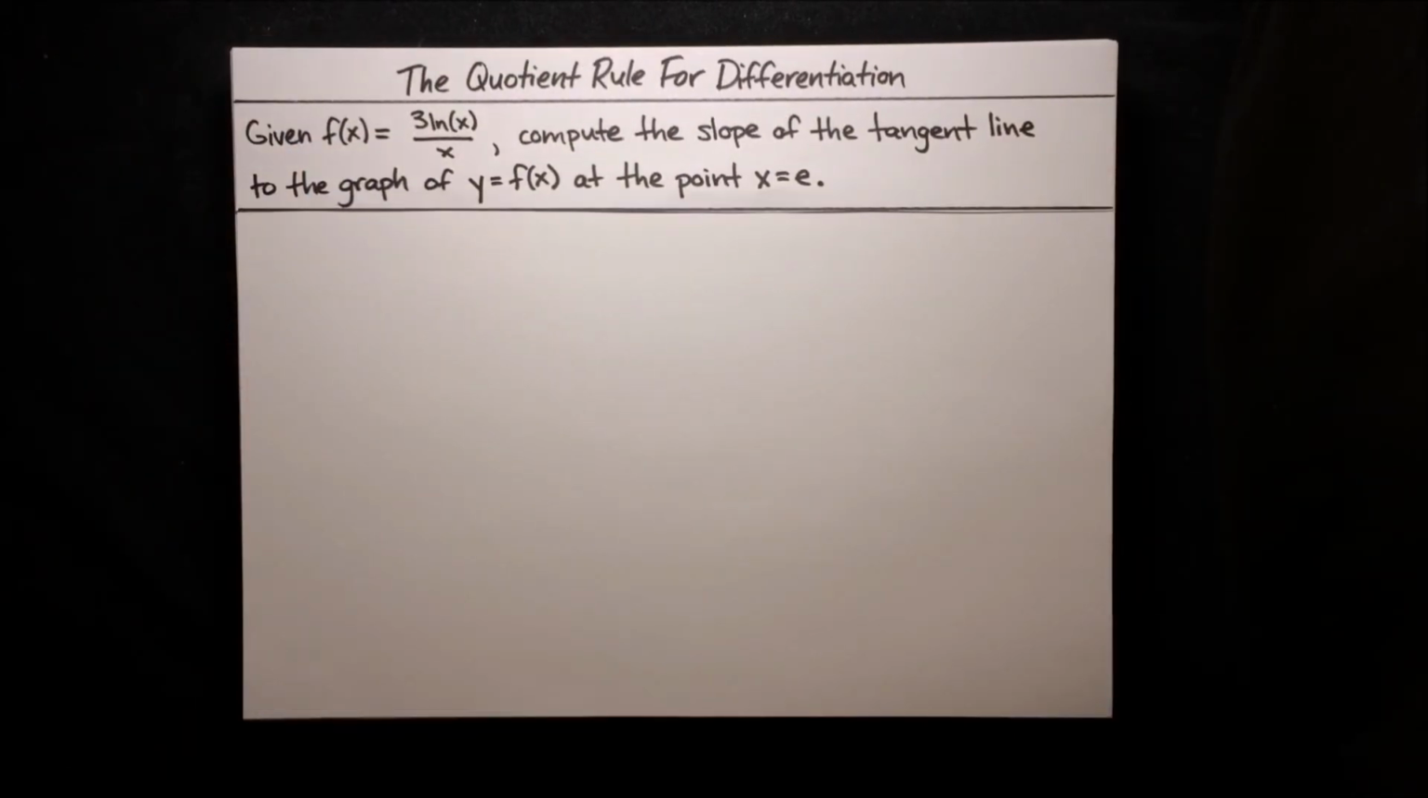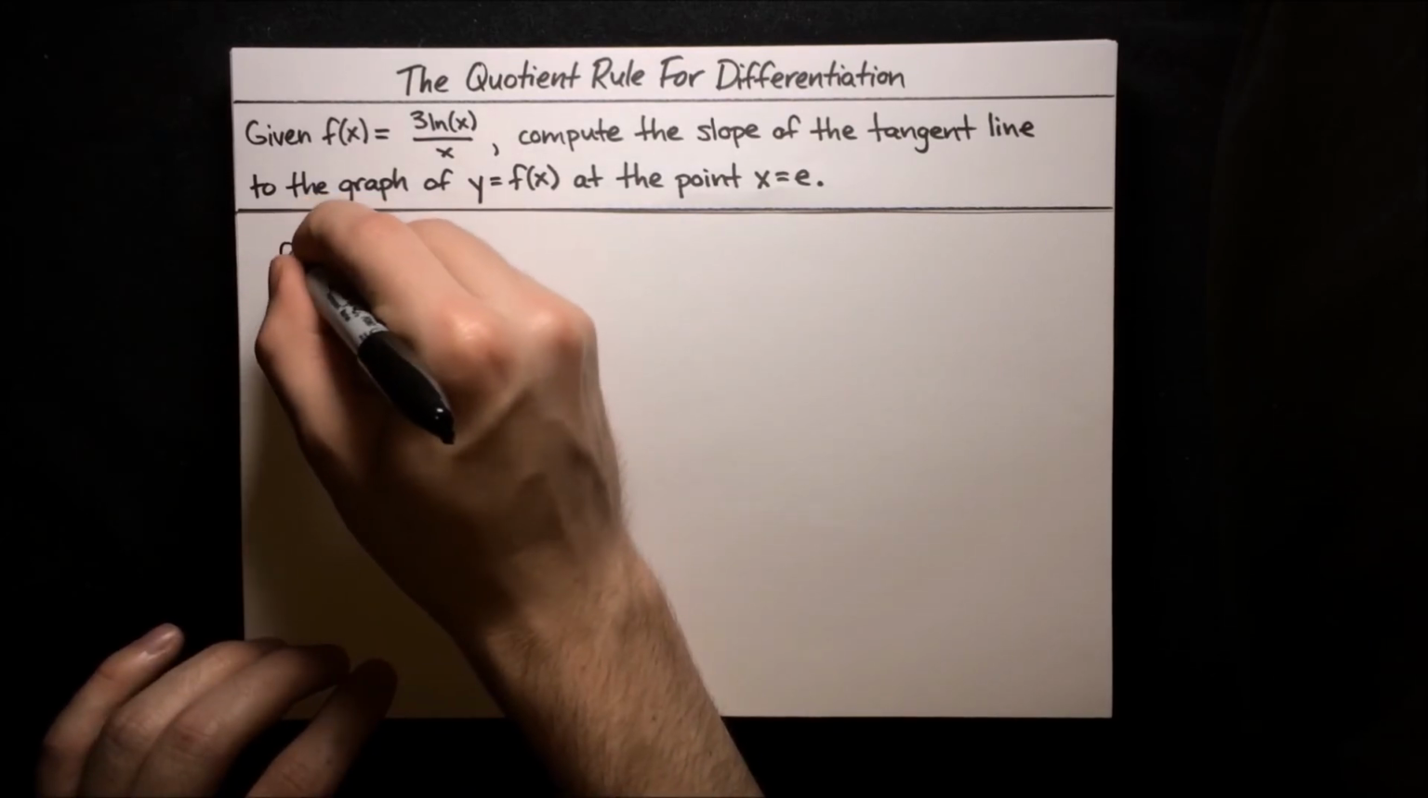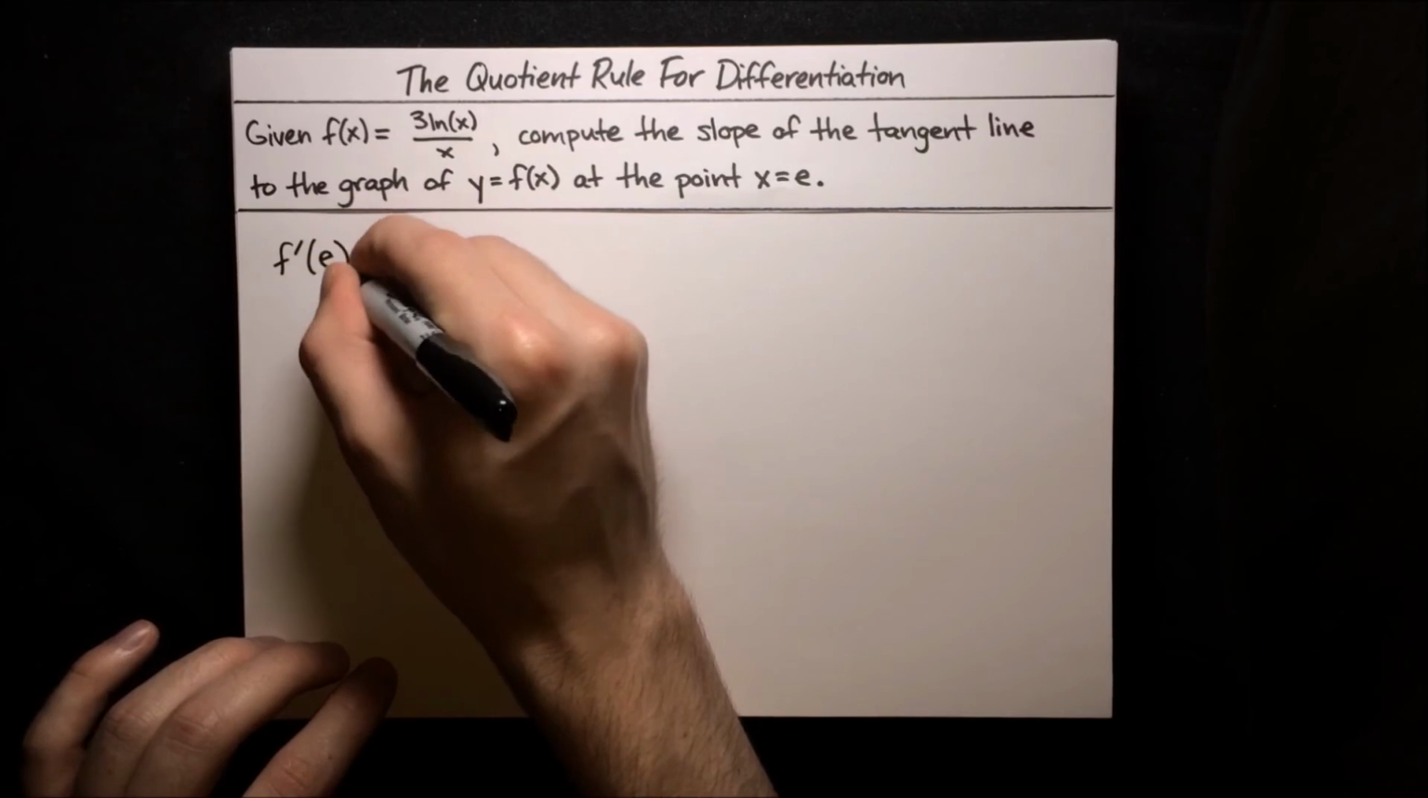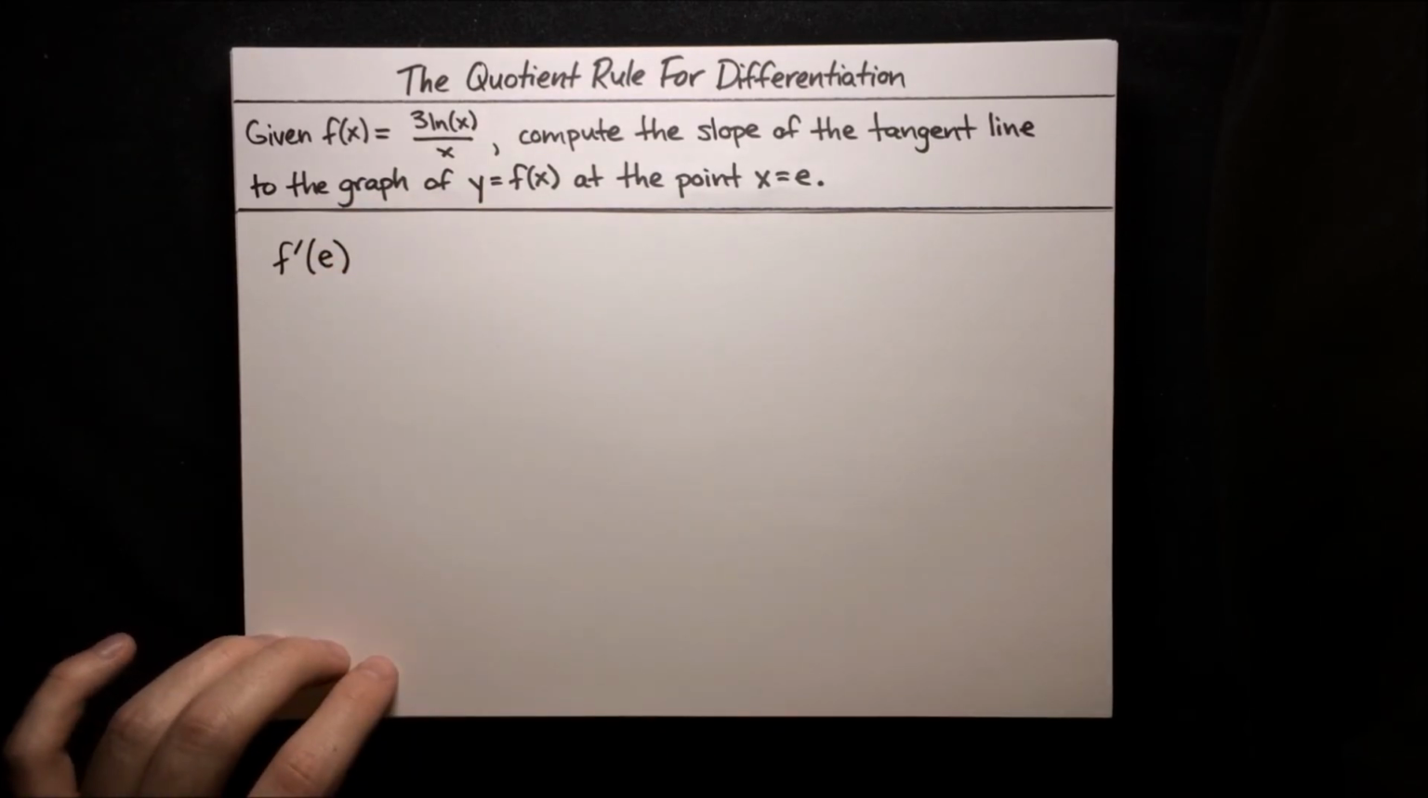Here's our next problem. We're given this function f of x equals 3 times natural log of x over x, and we want to compute the slope of the tangent line to the graph of y equals f of x at the point x equals e. Now, slope of the tangent line, well, that's just the derivative. So we want to evaluate the derivative at the point x equals e. That just means we want to compute f prime of e. Compute the derivative of f and evaluate it at e.